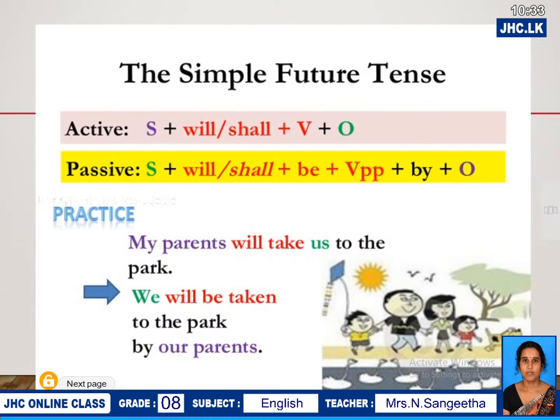Right. Here's another example. Active voice. What is the format of simple future? Subject plus will or shall plus verb plus object. If the subject is I or we, we can use shall. Otherwise we use will. For all the subjects we can use will.